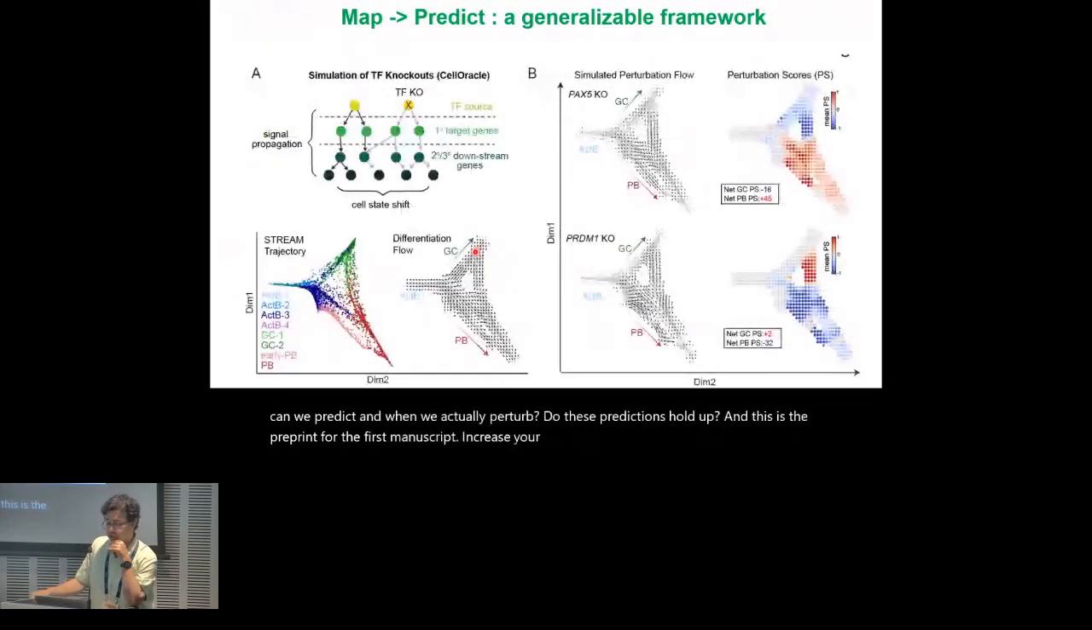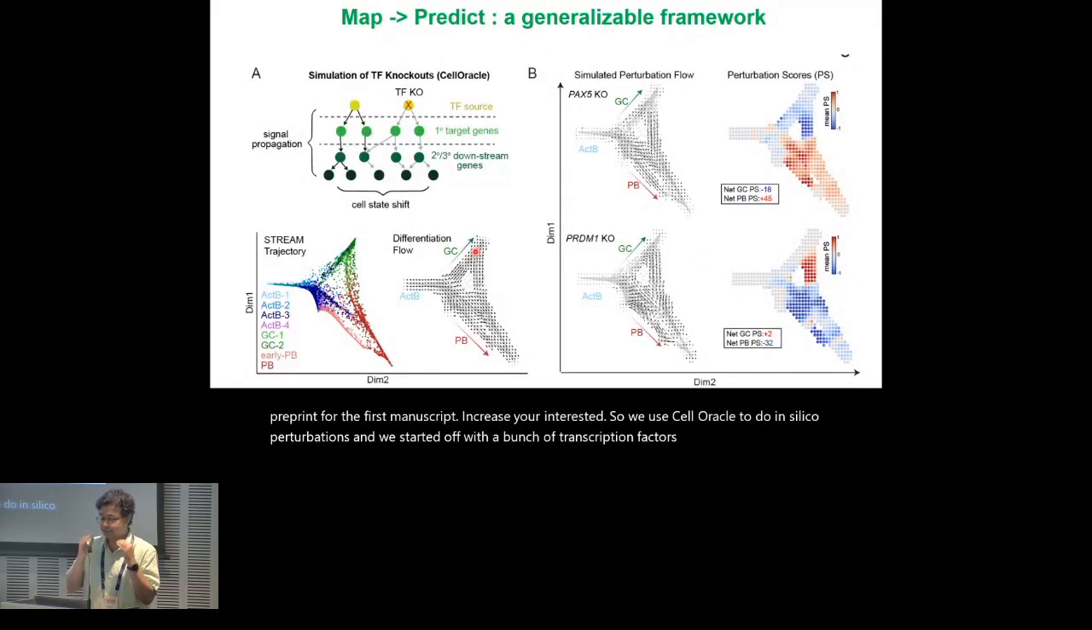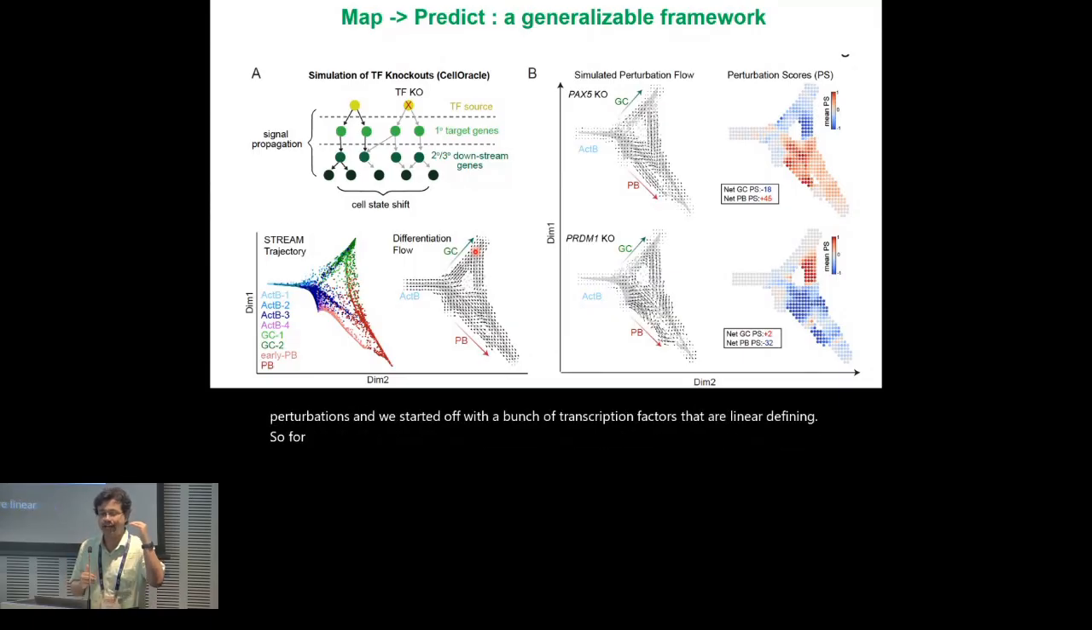So we use CellOracle to do in silico perturbations, and we started off with a bunch of transcription factors that are lineage defining. So for example, PAX5 is known to be lineage defining for the germinal center fate.